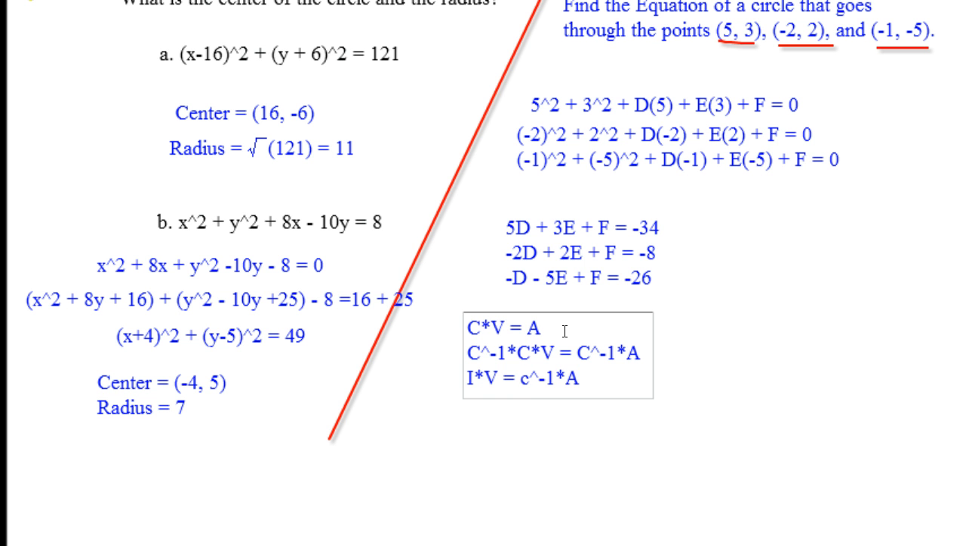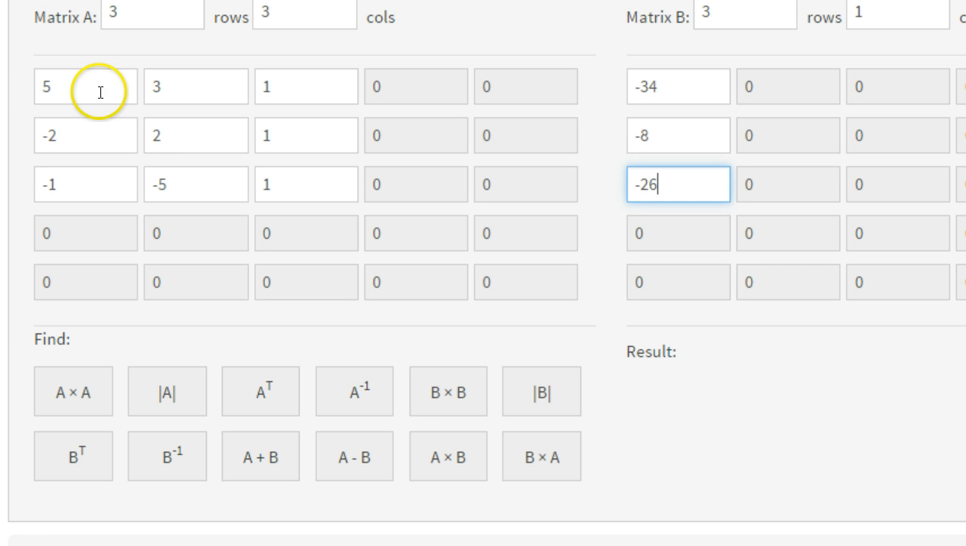Okay, oops, let me bring that to a capital C. And so this is going to be equal to, okay. Alright, so I'll go to a different screen and show you how to put this in. Alright, so here is my left side of the matrix. This is my constant matrix, all the numbers with the D, E, and F. Okay, and then this is my answer matrix, the numbers on the other side.